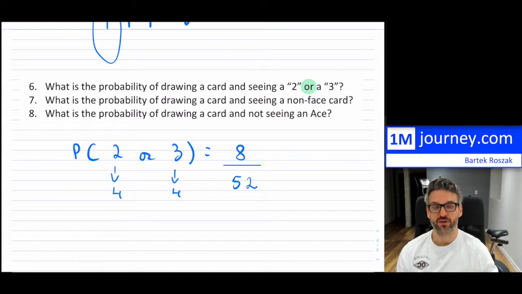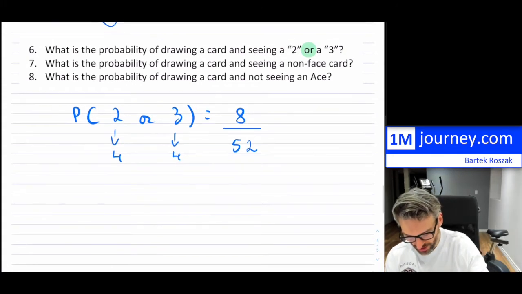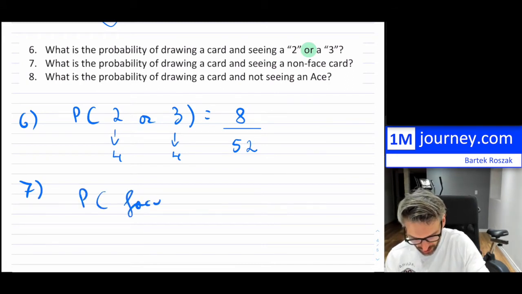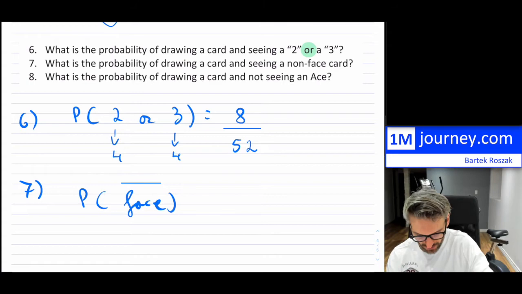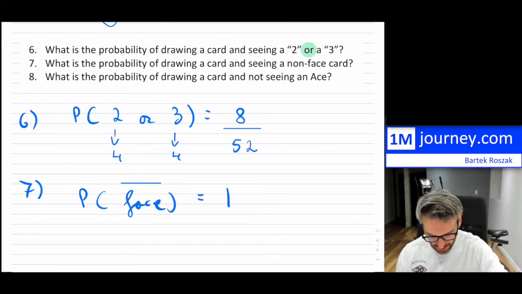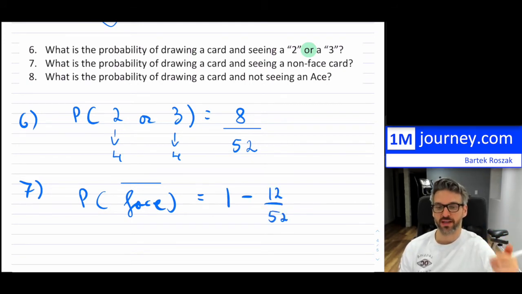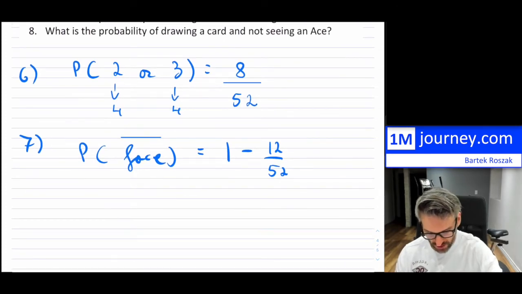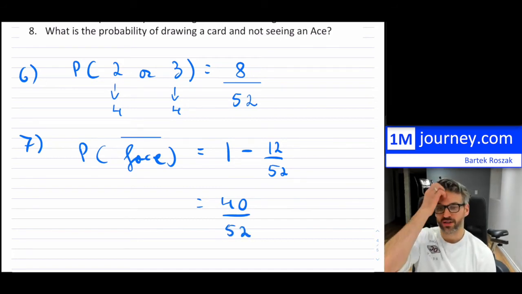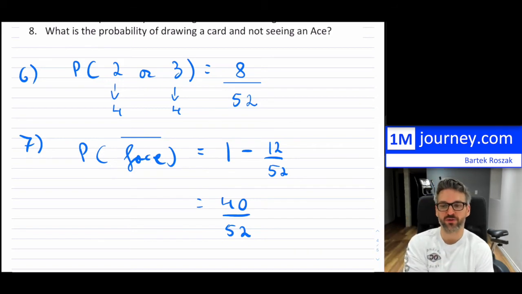Now here it says non-face cards. So really what they're asking us for question number 7 is the complement of the probability of a face card, because we don't want to see a face card. So that just simply means 1 minus 12 out of 52, again, jacks, queens, and kings. So if you take away 12, that's going to be 40 out of the 52 cards that are non-face cards, and that is the probability. Again, you can reduce that or change it into percent if you like.